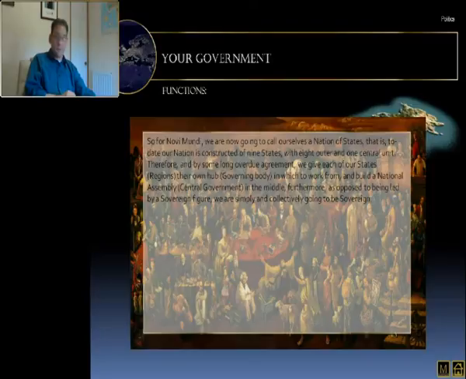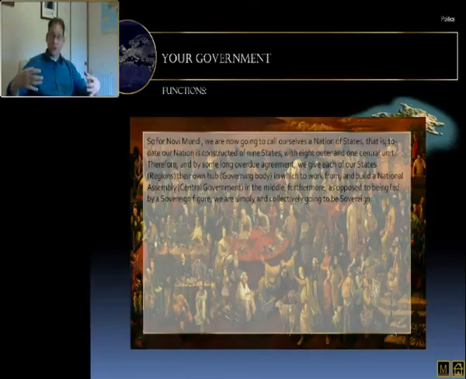Okay, so for Nova Mundi, we are now going to call ourselves a nation of states. That is, to date our nation is constructed of 9 states with 8 outer and 1 central unit. Therefore, and by some long overdue agreement, we give each of our states regions their own hub, so a governing body, in which to work from, and build a national assembly or central government in the middle. Furthermore, as opposed to being led by a sovereign figure, we are simply and collectively going to be sovereign.